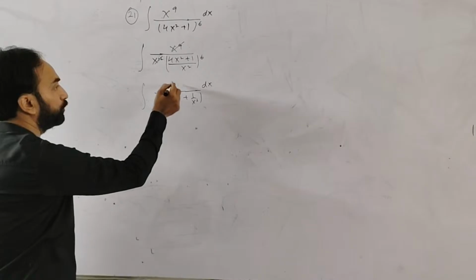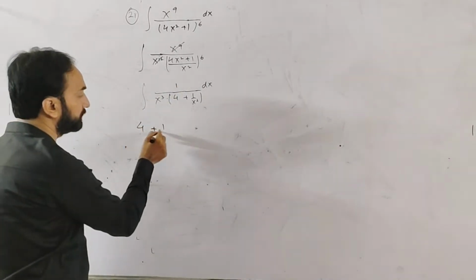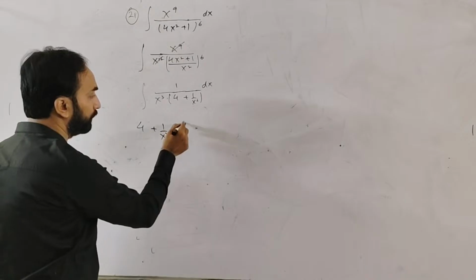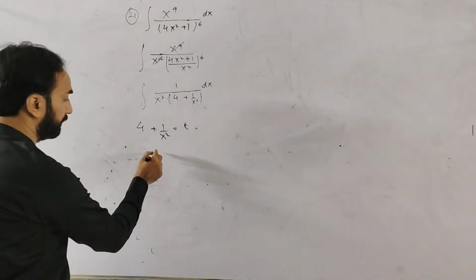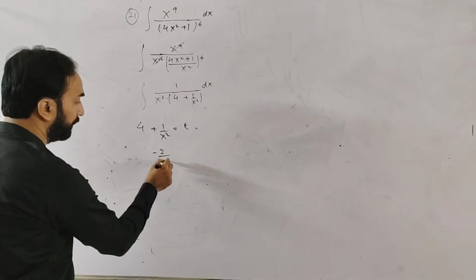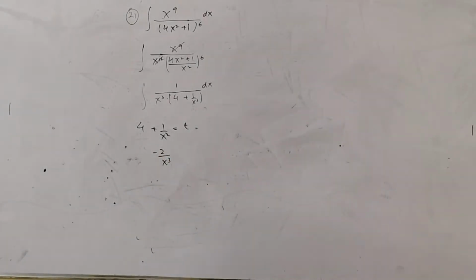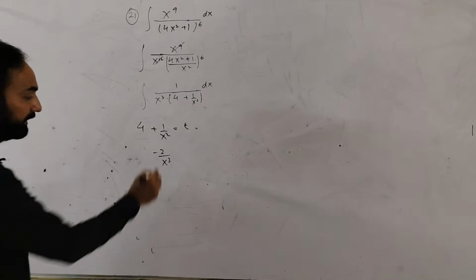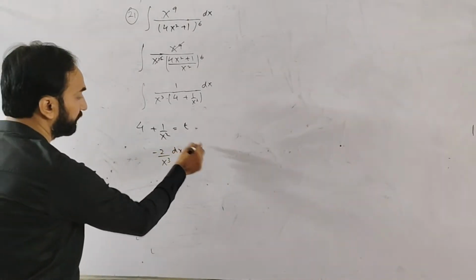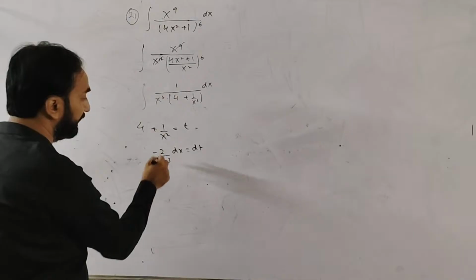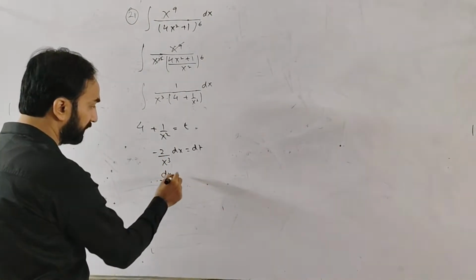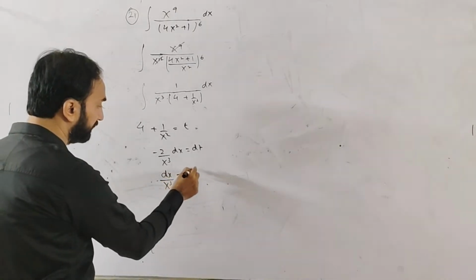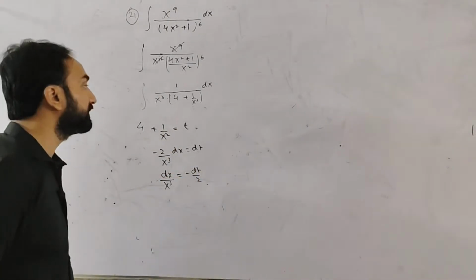Now see, if I assume 4 plus 1 upon x square is equal to t, and I find the derivative of it, what will it become? 4 will get cancelled and this will become minus 2 upon x cube, and dx is equal to dt. Now see, I can write dx upon x cube as minus dt by 2. Now make all the changes.